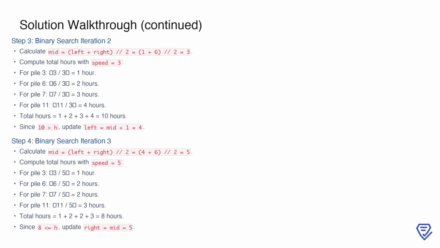Next, we perform the second iteration of binary search. With the updated range, we calculate mid equals (1 + 6) // 2 equals 3 and use this as the eating speed. At this speed, we compute the total hours required. Eating pile 3 takes 1 hour, pile 6 takes 2 hours, pile 7 takes 3 hours, and pile 11 takes 4 hours, resulting in a total of 10 hours. This exceeds the allowed 8 hours, so speed 3 is too slow. To adjust, we update left to mid plus 1, which is 4, making it our new lower bound.